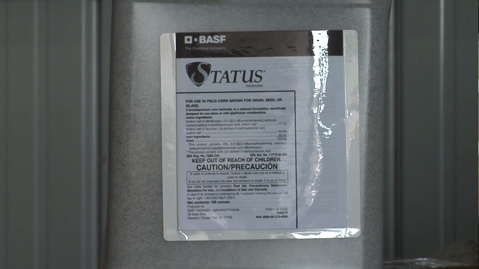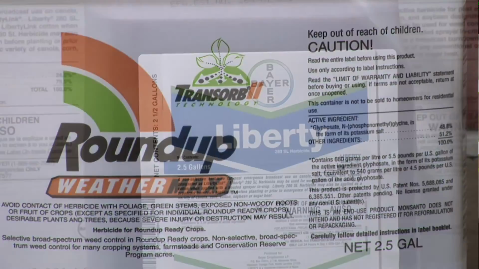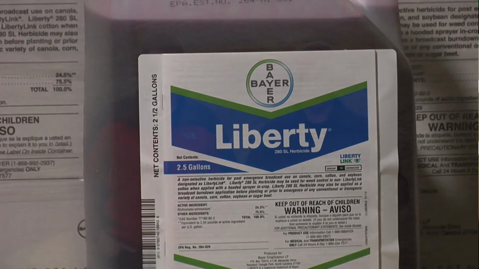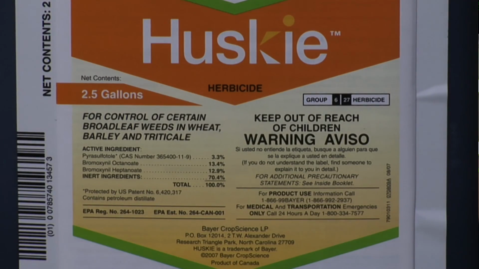Your best bet in corn would probably be Status. In soybeans, we'd suggest Roundup in Roundup Ready soybeans, or Liberty in Liberty Link soybeans. But otherwise, when you get to wheat, I mean, what are you going to do? There's nothing that's really technically labeled. You might be able to use some MCP. Otherwise, our best suggestion would be something like Husky, and you could even throw in a little bit of addition.